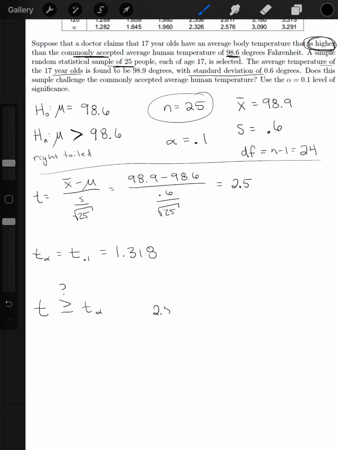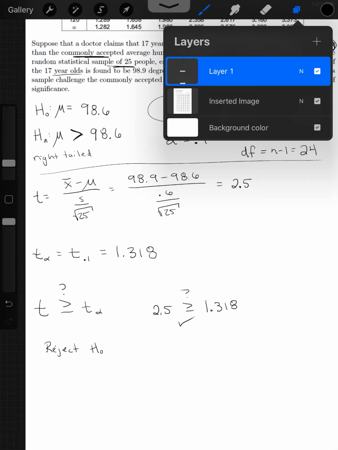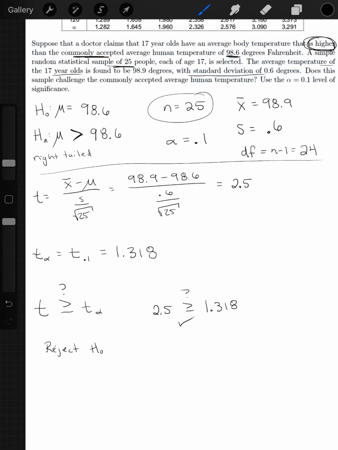So that's 2.5 is greater than or equal to 1.318. Turns out it is. So this tells us that we reject H naught. So we always want to interpret this. Rejecting means that we are 90% confident. Remember, we get that by taking the opposite of alpha, right? Alpha is 10%, so the rest of that is our confidence.